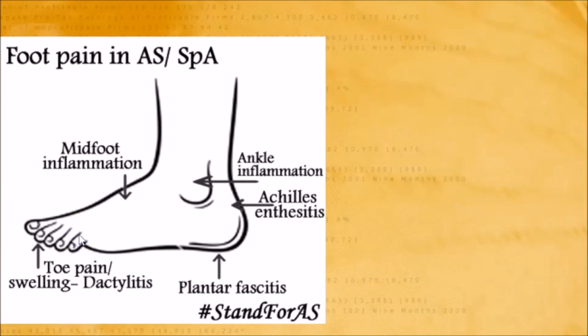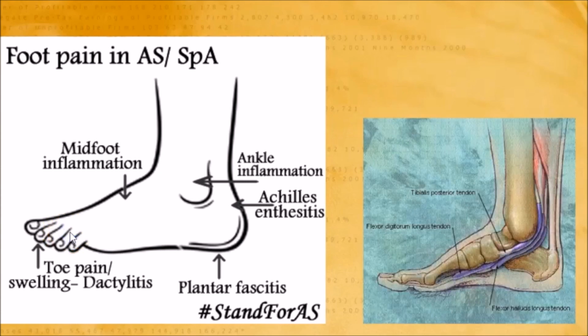So, in this case, ankylosing spondylitis can cause inflammation of the toe joints, this and this joint, as you can see here, this joint and this joint. It can also cause inflammation in the midfoot area. These are the joints that make the midfoot. So one can have pain, swelling, and at times redness in the midfoot area or in the toe joints. It can also cause inflammation in the ankle joint, which is the other joint in the foot. So there can be pain, swelling, and at times redness in the ankle as well.